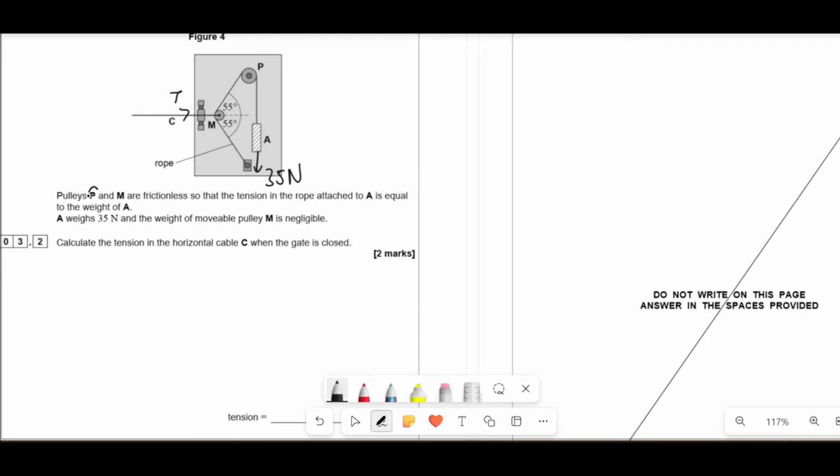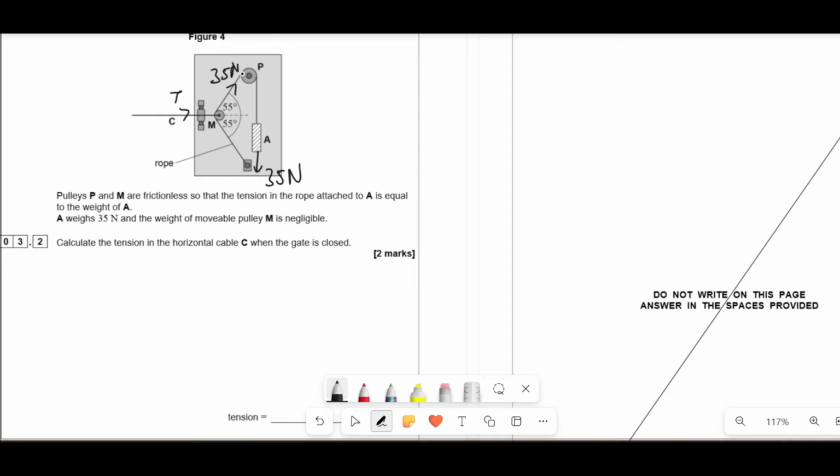So it's told you here, pulleys P and M are frictionless. So that means that the tension here and here is going to be the same as well. And that's also what they've said. So the rope attached to A has the same weight as A. So that means that if we're pulling like this, this is going to be pulled like that. So we've got the 35 newton force acting here as well, yanking it up like that.